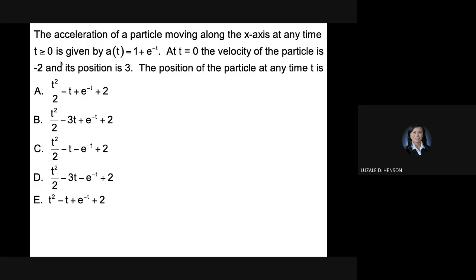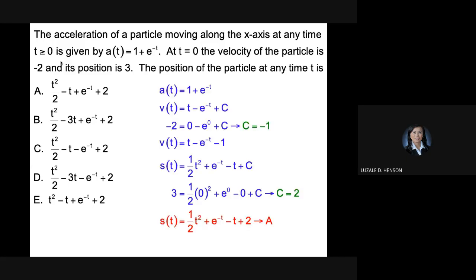Acceleration is actually the result of the change in velocity. You'll learn that later in your physics class. So, the question here: at t equals 0, the velocity of the particle is negative 2. So, this is the condition. What are we going to do?